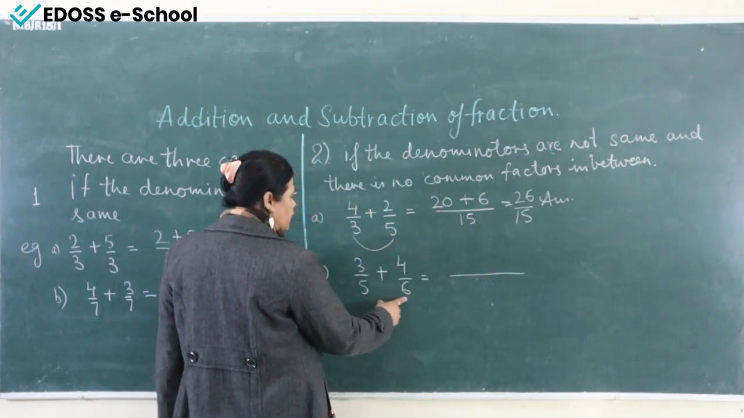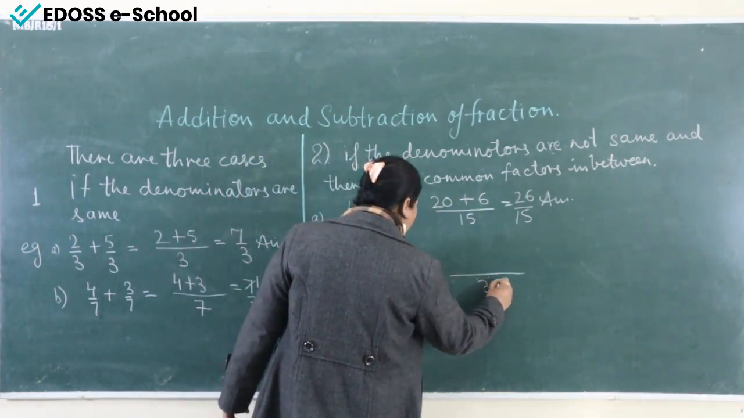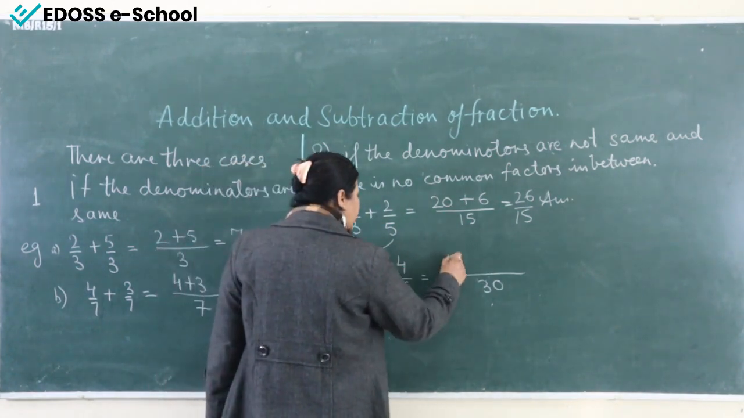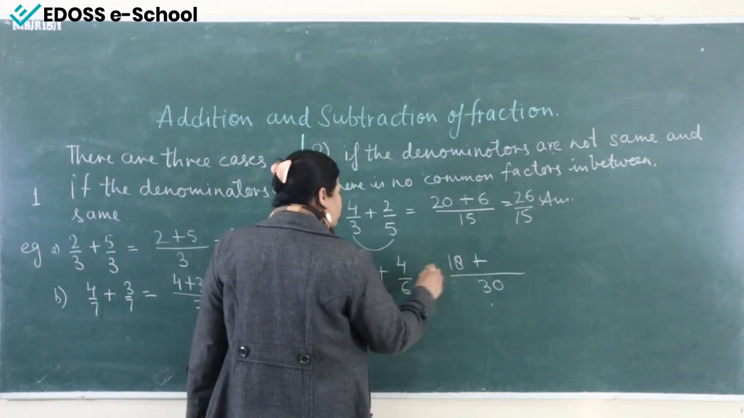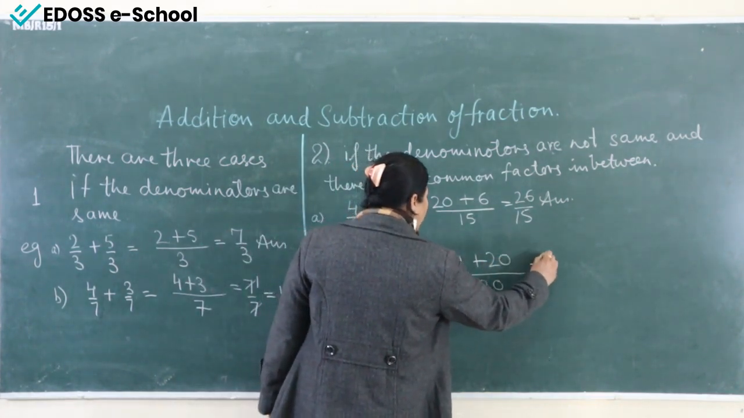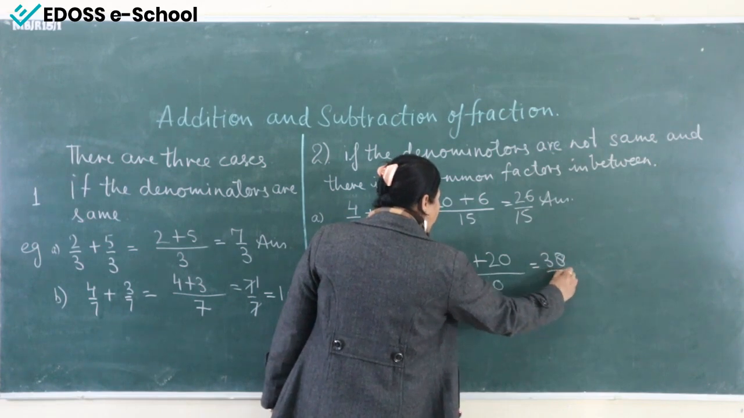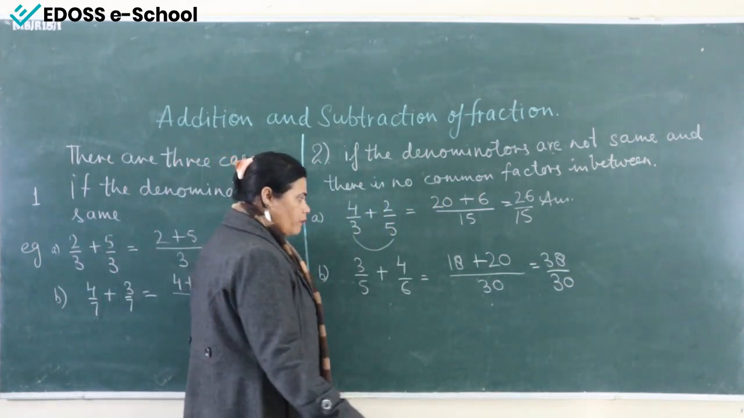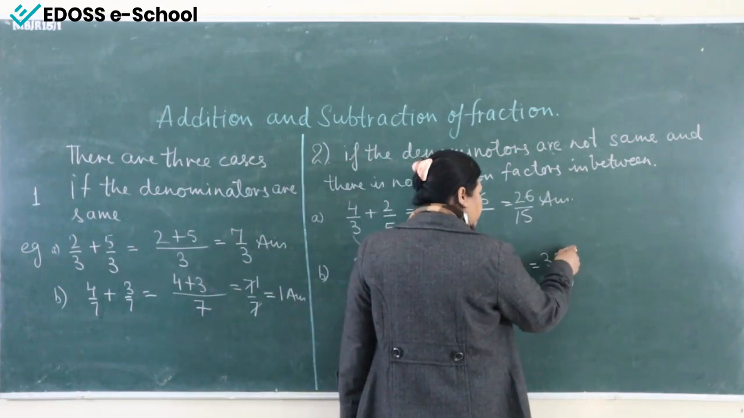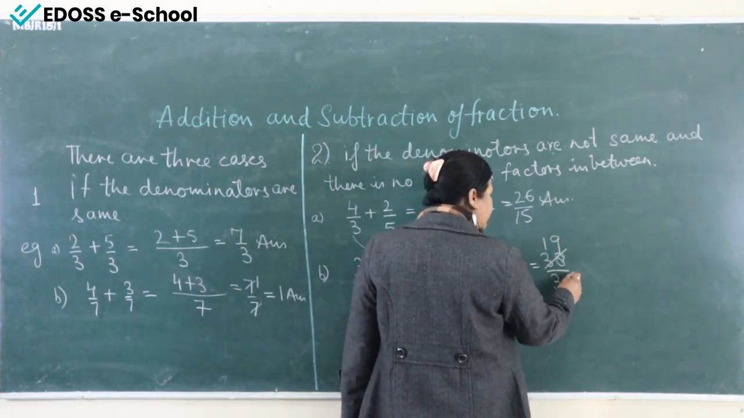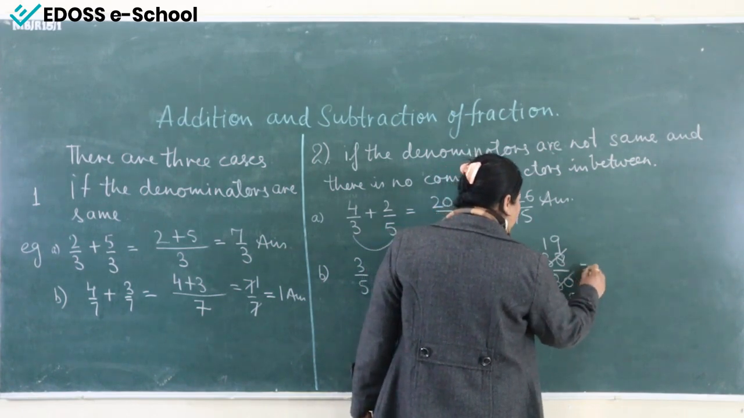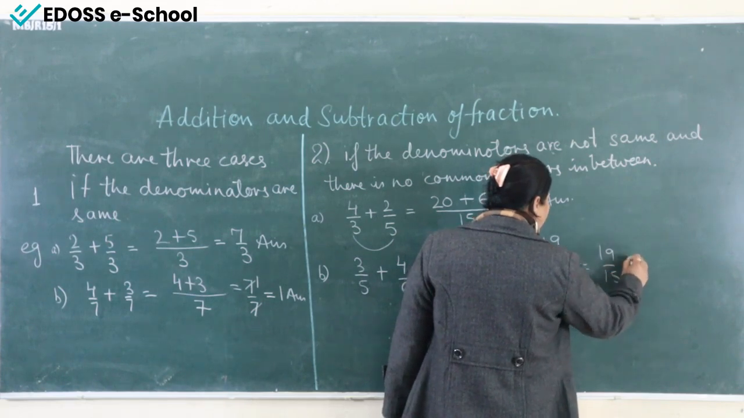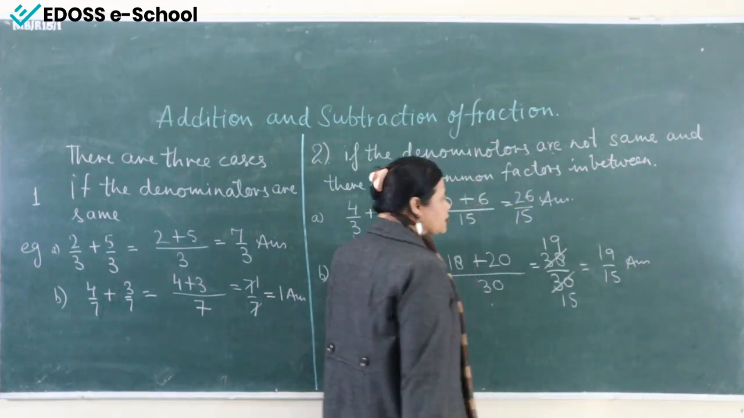Simply what you will do, 6 5s are 30. You just write down, multiply the denominators and here you will do the cross multiplication. 3 6s are 18 and plus 4 5s are 20. So what is the answer here? Your answer is 38 upon 30. Because both the numbers are even numbers, we can cancel them with 2. So 2 1s are 2 and 2 9s are 18, and 2 1s are 2 and 2 5s are 10. Right? So 19 upon 15 is my answer. This is my second case.